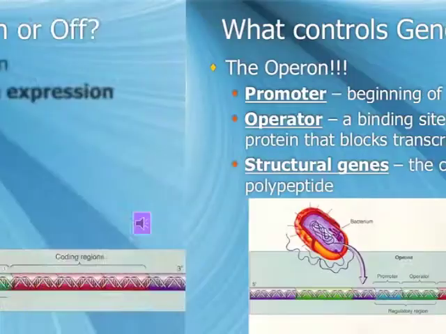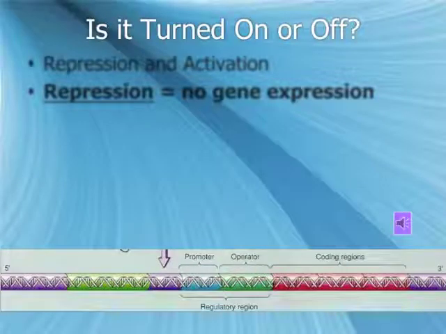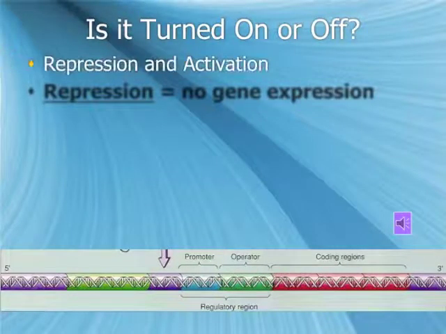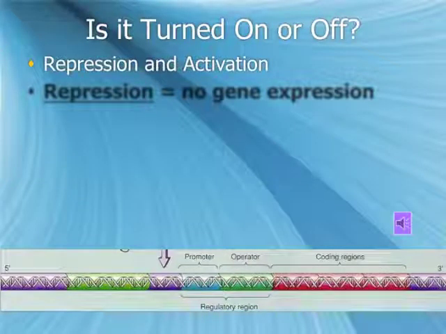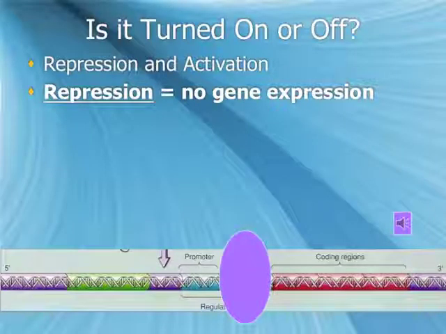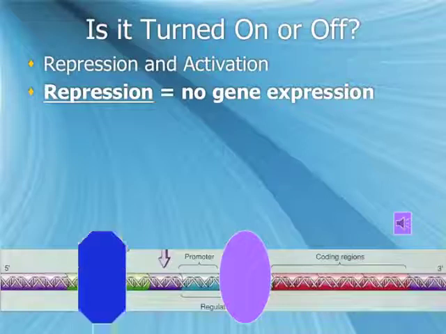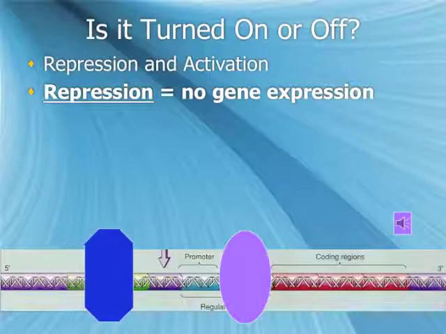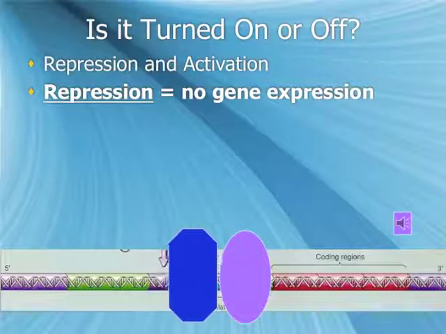So what actually happens is a gene can either be turned off or turned on, repression and activation. For repression, there's no gene expression. So there is the protein bound to the operator, making it so that the RNA polymerase tries to come through and then literally gets blocked. It's a roadblock there. So therefore no transcription can occur.